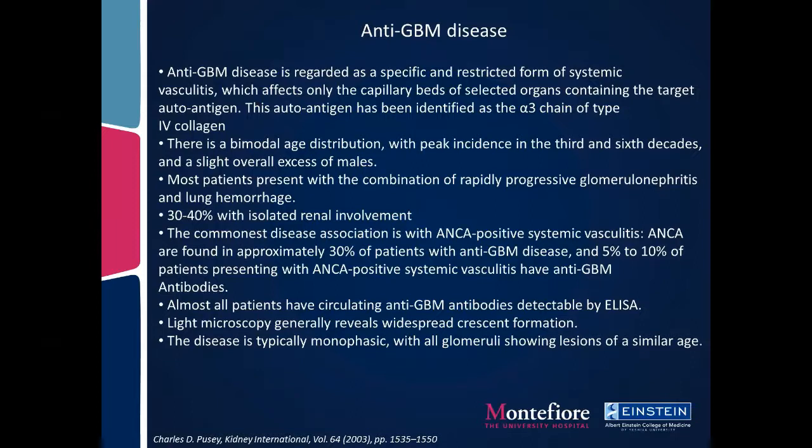Whereas patients with lupus nephritis or ANCA vasculitis can have periods of remission and then a relapse. They'll have another inflammatory hit, and then they go into remission again, and then they can have another relapse. So when you do a biopsy after many of these relapses, you can see findings of the disease at various time points or various ages in the biopsy. So the disease is not typically monophasic, but anti-GBM is typically monophasic. All the glomeruli show lesions of a similar age.